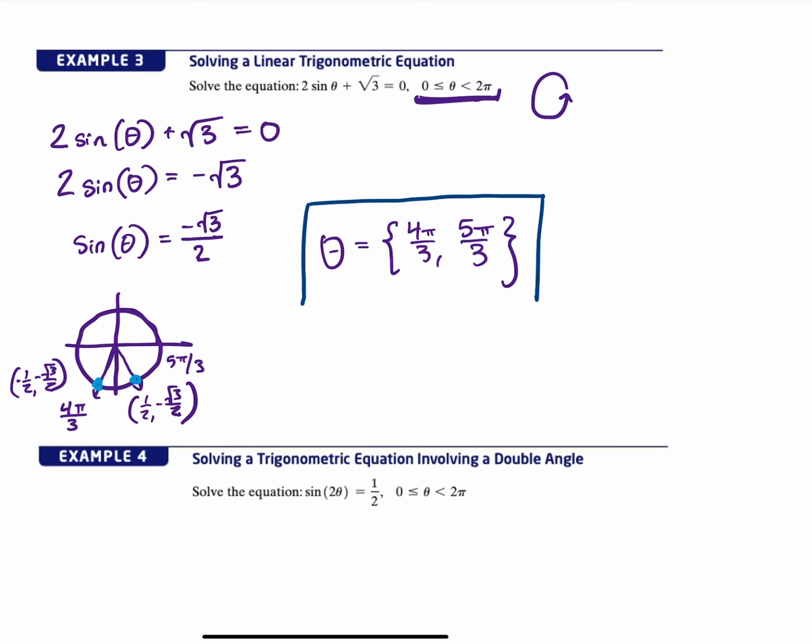So just take note, if they give you a specific interval where they want you to list all values on that interval, it's common to just go once around the unit circle, but they might ask you something beyond that too. So just take a note there.